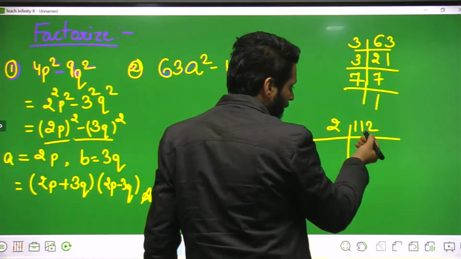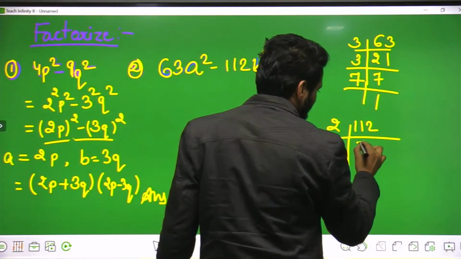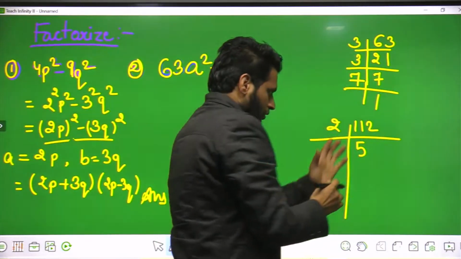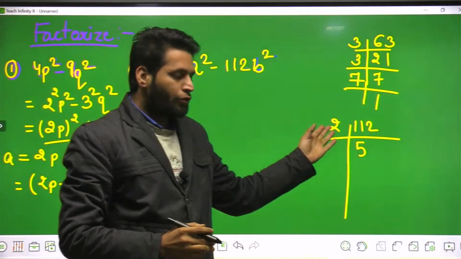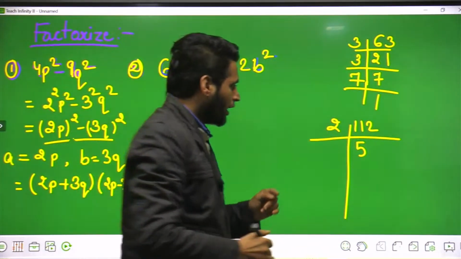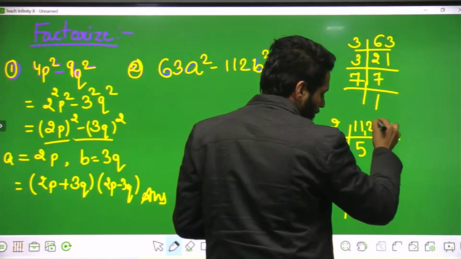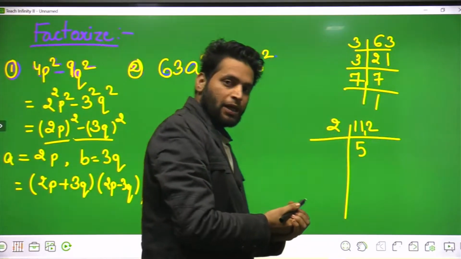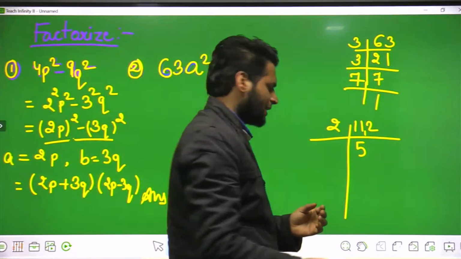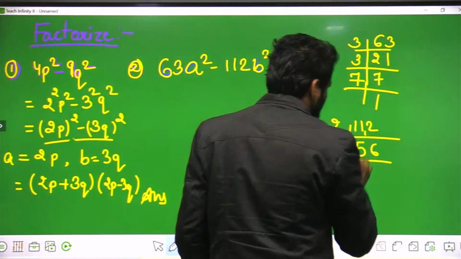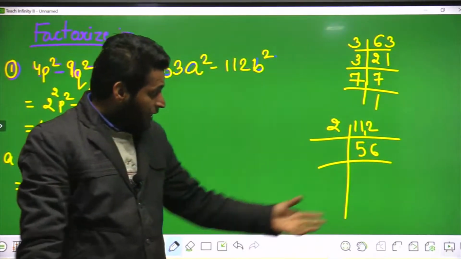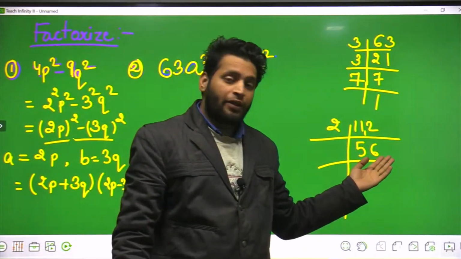So when we divide by 2, we get 5. Up to 11 can be divided by 2: it is 5 with one remainder, and then the next number is converted to 12. So 12 is divisible by 2 how many times? 6 times. Then again you can see the unit digit is even.